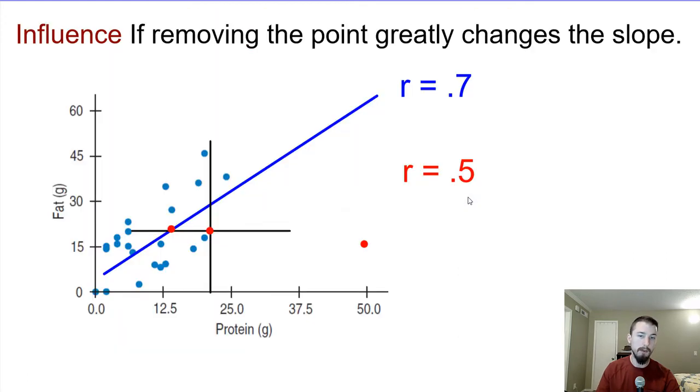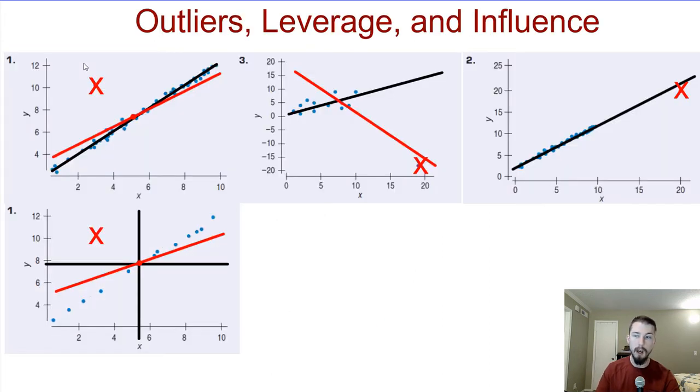So if removing the point would change the slope greatly, then we would say that point had influence. Now, if it was in line with it, like this one over here, that obviously has high leverage, it would not be influential, because if we remove that point, it wouldn't change the slope very much.